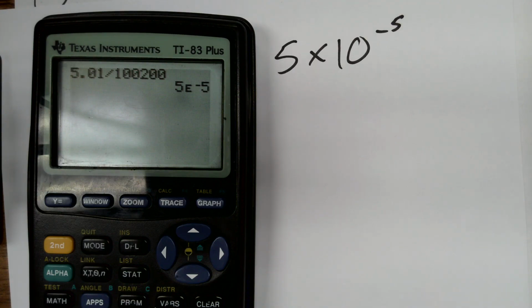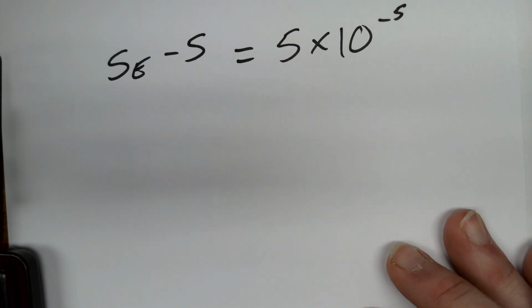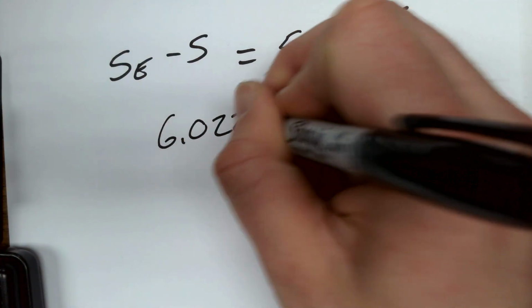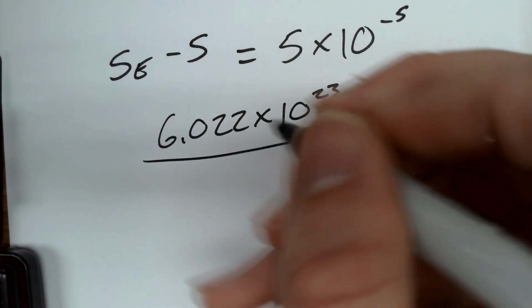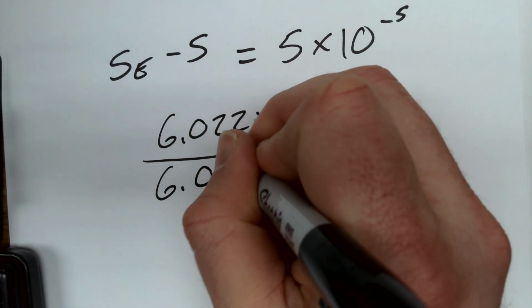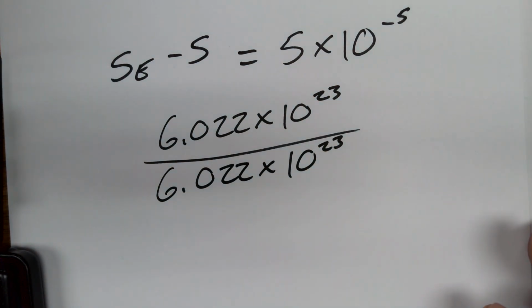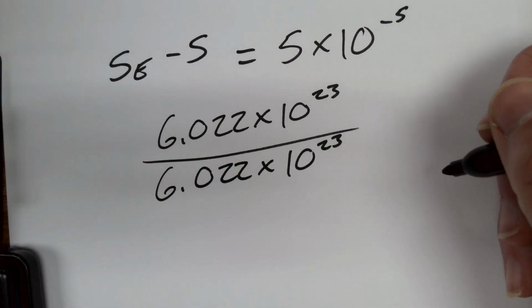Why do I need to worry about scientific notation? How do I type this into my calculator? Why do I need to do this? Let's take a very big number, Avogadro's number, which is 6.022 times 10 to 23, and I want to divide that by itself. In theory, if I divide a number by itself, what is my outcome? 1, right? It can only go into itself one time.